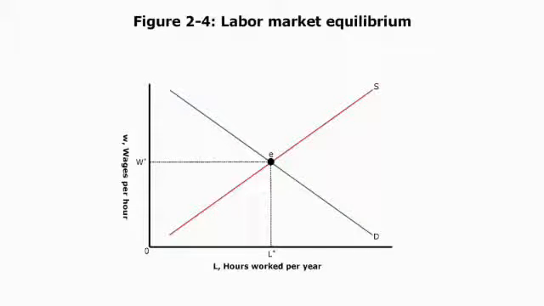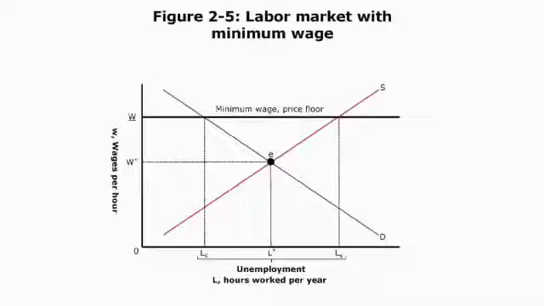Now, let's say the government rolled in and set, as in figure 2.5, a minimum wage. The government says, look, that wage W1, or W star in this graph, is too low. Workers are not paid enough in equilibrium. We need to make sure that they get paid a minimum amount. So we're going to mandate that workers cannot be paid below W lower bar, which is above, critically above W star.